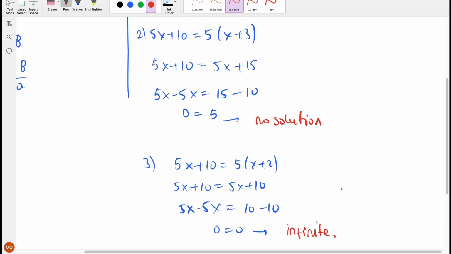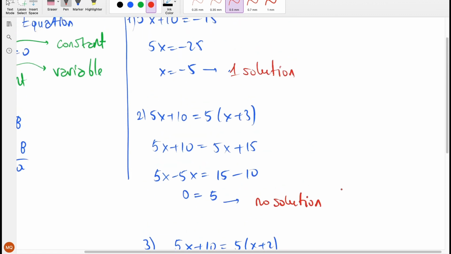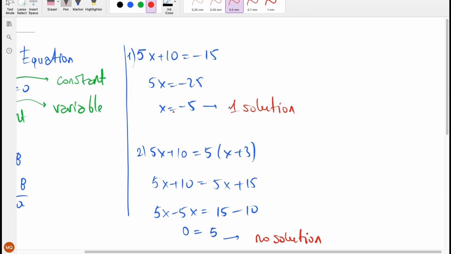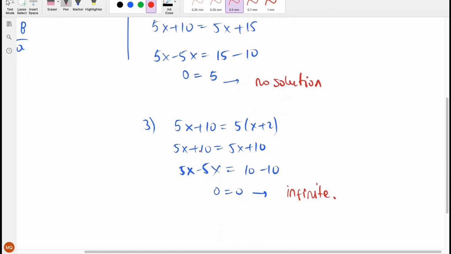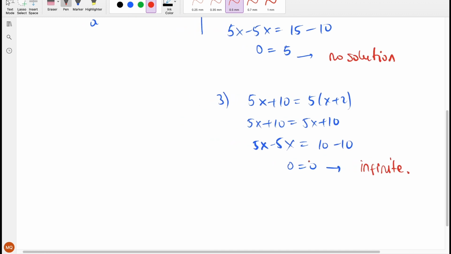So if we summarize, when you get x is equal to some number, it means that there's one solution. If you get 0 is equal to a non-zero number, it means that there's no solution. And when you get 0 is equal to 0, it means that there's an infinite number of solutions.